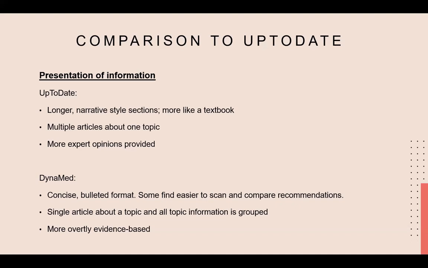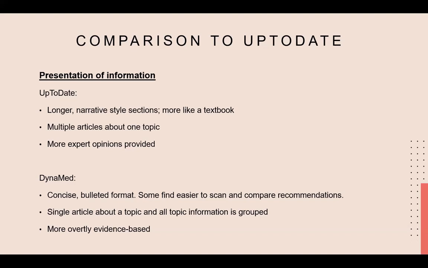And when you do a search, you'll find multiple articles about a single topic. And it's been reported that some users find that a little overwhelming, a little confusing. They don't exactly know where to start. They're in a rush, and sometimes it's unclear which article is going to be the best one for them. UpToDate does provide more expert opinions, so the authors will say in our practice or we recommend. So there's a little bit more guidance from the experts in UpToDate.